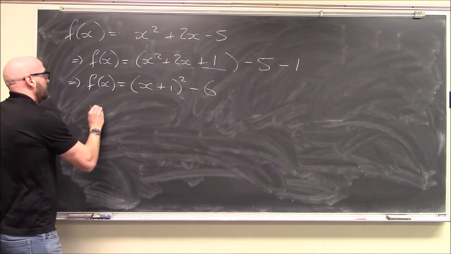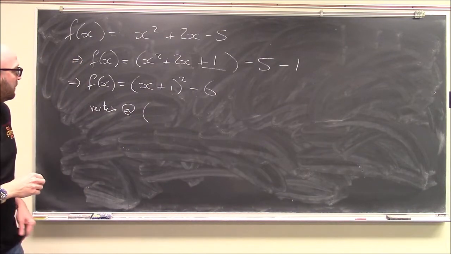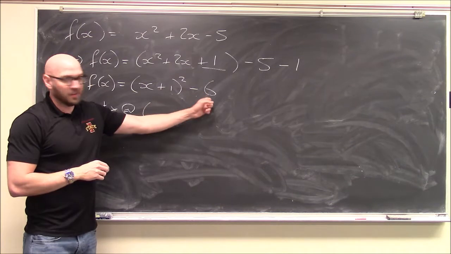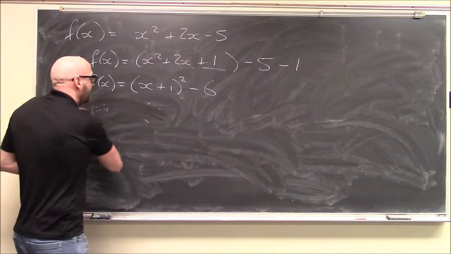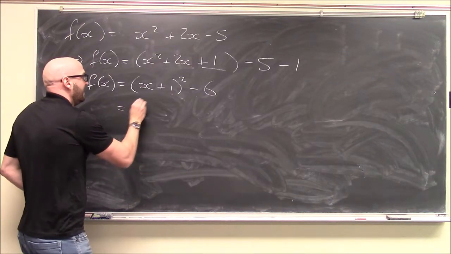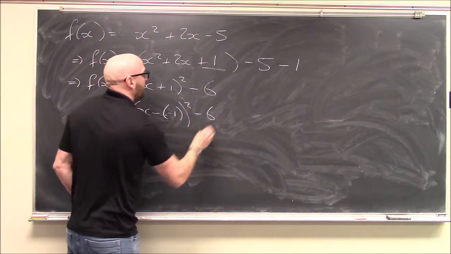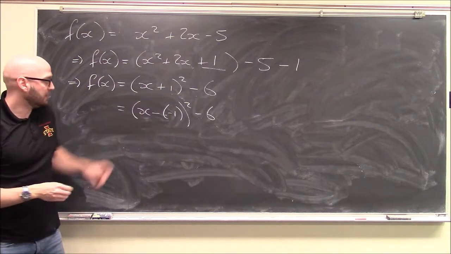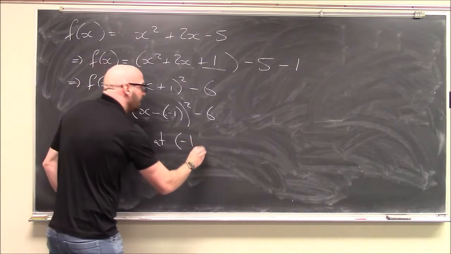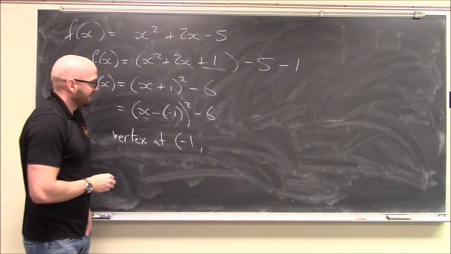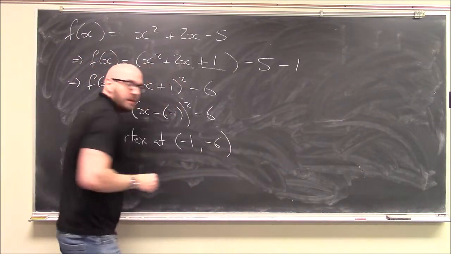So where's my vertex? Here you need to be careful. It's not at 1 and 6. Remember the vertex form is x minus h. So you can think of plus 1 as minus -1. Alright, so my h is in fact -1 here. So the vertex is at -1. And do I have -6? I do have -6. So -1 and -6.